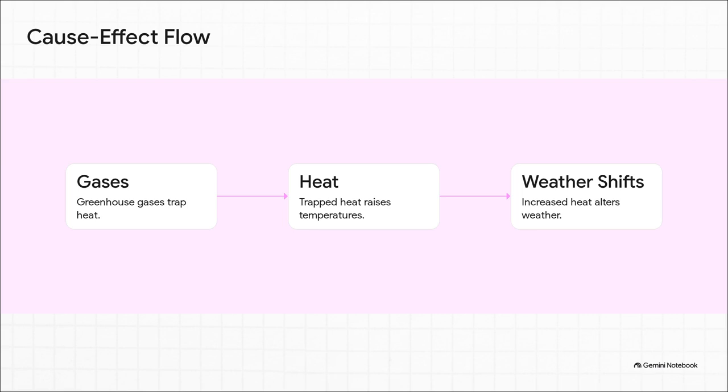Notice how this is charted out. Gases point directly to heat, which points straight to weather shifts. Do you see how those arrows clarify the direction and consequence perfectly? It makes a really complex scientific chain incredibly easy to recall.